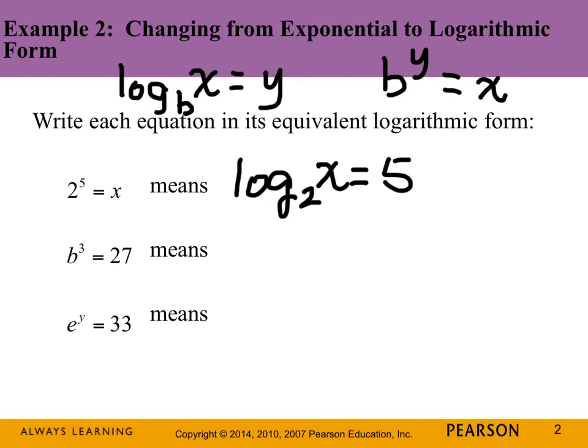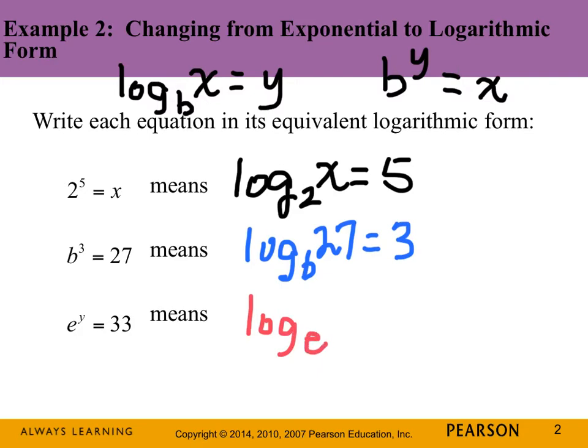Next, b to the 3rd equals 27 in logarithmic form would be log base b of 27 equals 3. And finally, e raised to the y power equals 33 in log form would be written as log base e of 33 equals y.